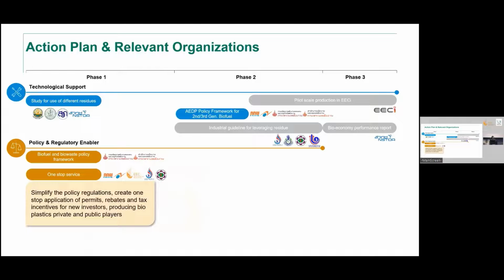Next will be to create a one-stop service, and this links to the gaps in understanding the policies that you saw in sustainable feedstock. As we said earlier, it is not that policies don't exist. Policies exist, but there is a gap in adopting them. So the action plan here focuses on simplifying the policy regulation, making it easy to understand and interpret, and also creating a one-stop portal for accessing all permits, rebates, and tax incentives for any new investor who wants to enter EEC or Thailand for bio-based industries.